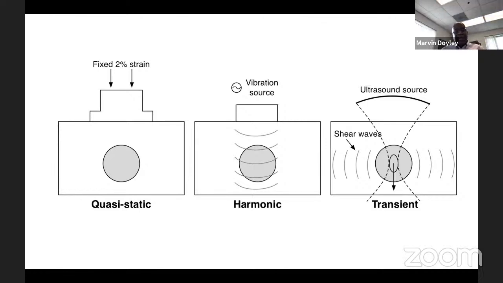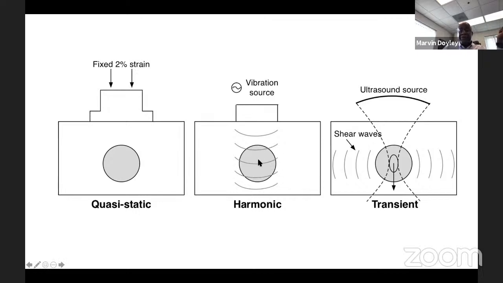For one, quasistatic is where we just deform the tissue by a small amount. Typically, if you're using ultrasound, we probably deform it by no greater than about 2%. Typically, we do smaller. You can do a harmonic source, where you apply a mechanical stimulation, usually a vibrator, which is a source vibrating at a set frequency. And what that will do is send shear waves within the tissue.